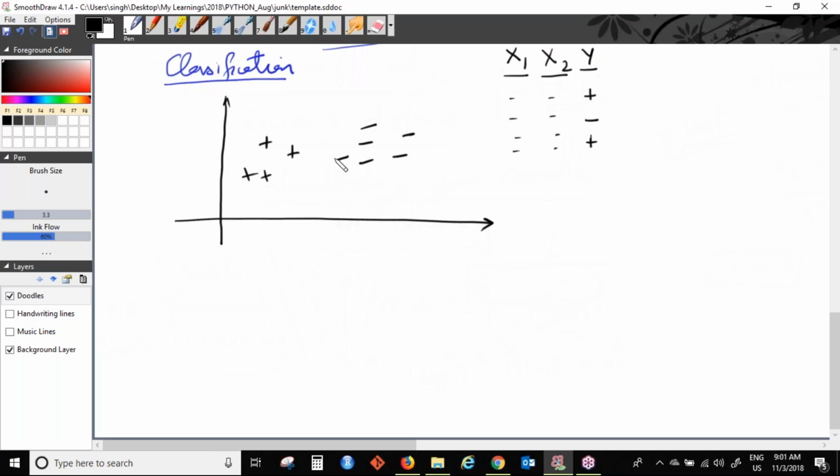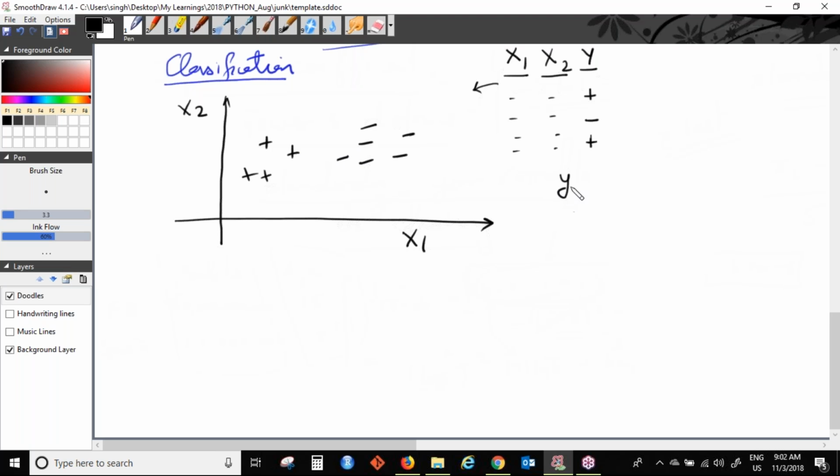So let's say this is how my data looks. I have plotted this data here in a graph. I have x1 and x2 plotted here. This is my x1 and this is my x2. Now I want to write an algorithm which helps me predict whether it's a plus or a minus, or let's say ones and zeros.